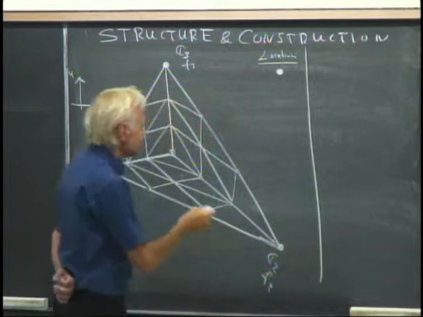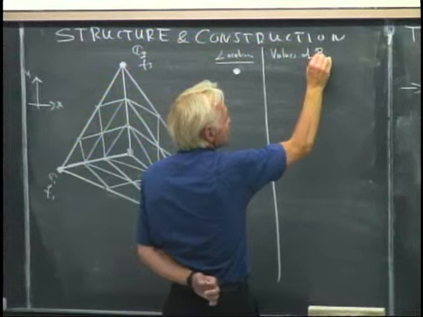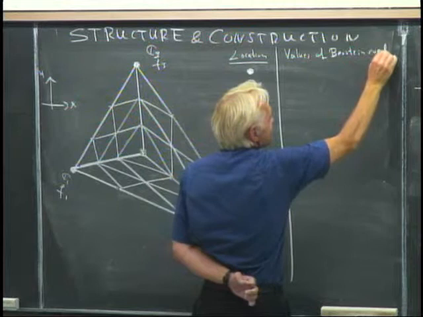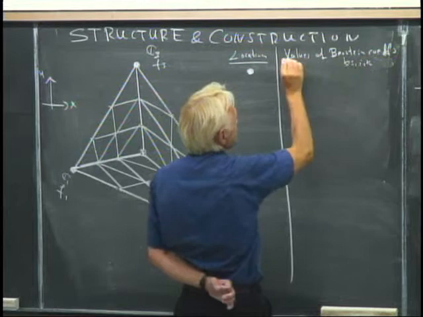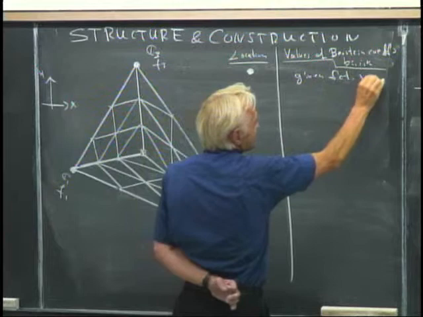So the values of the Bezier or Bernstein coefficients, coefs, B, I, J, K, at the corners is the given function value, right? We know that. At the corners is the given function values. Okay, that's easy. That's case number one.